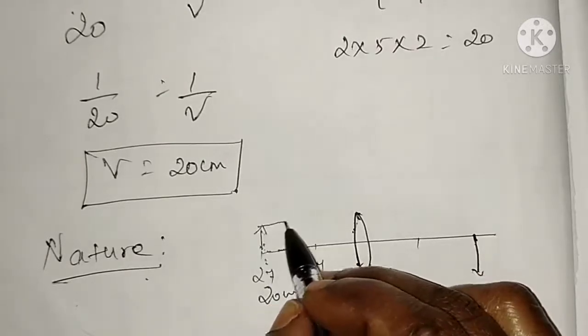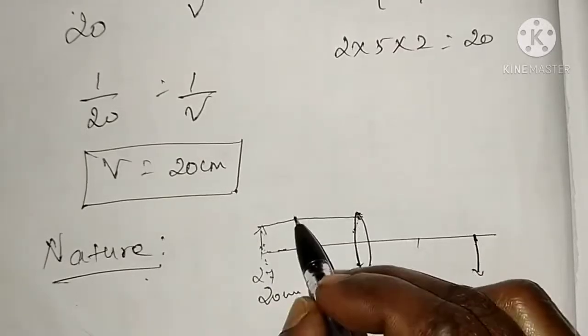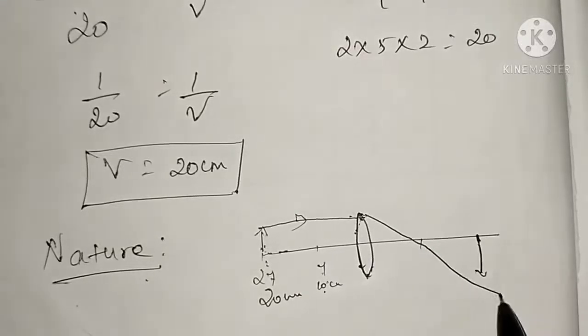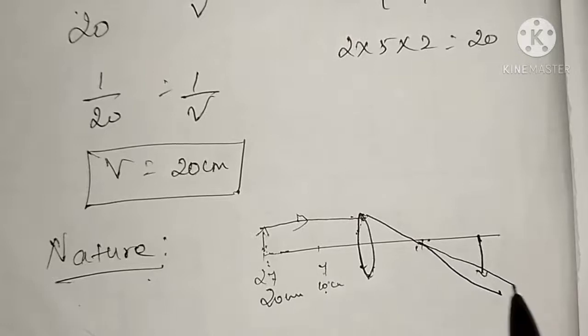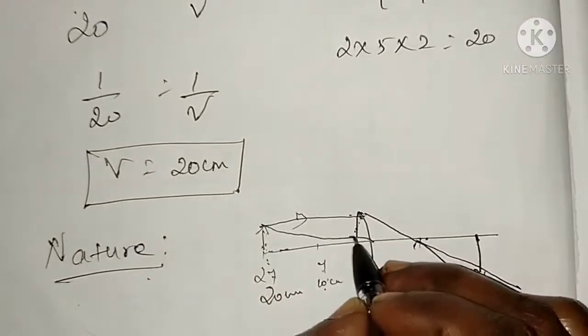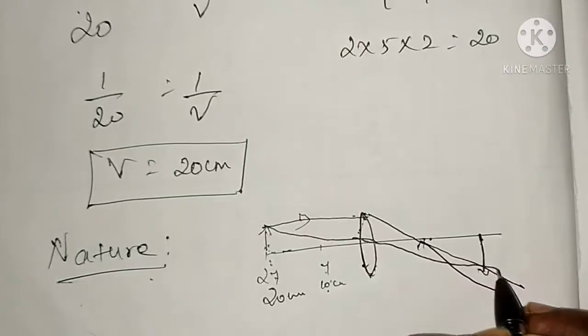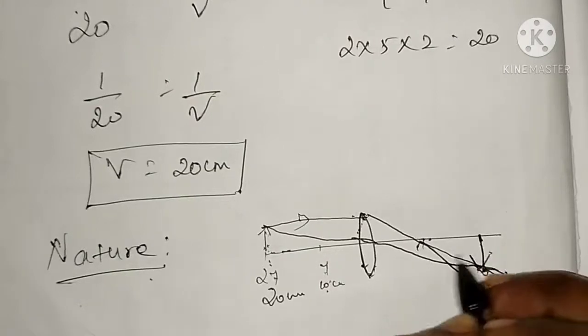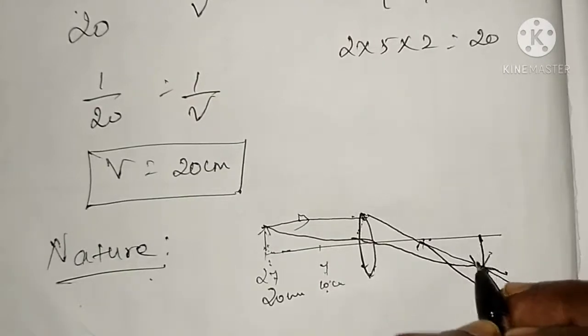Where will the image be forming? The parallel rays after refraction will pass through the principal focus, isn't it? Okay, next, a ray passing through the optic center. It will meet here. So the two rays are meeting here. Here only the image is formed. So this is the real and inverted image.